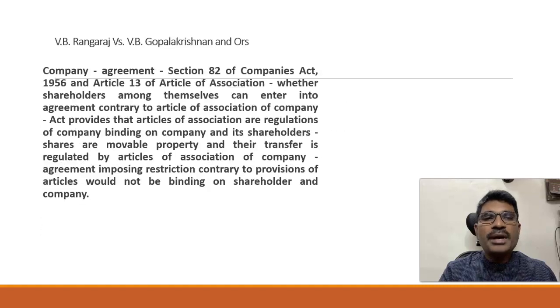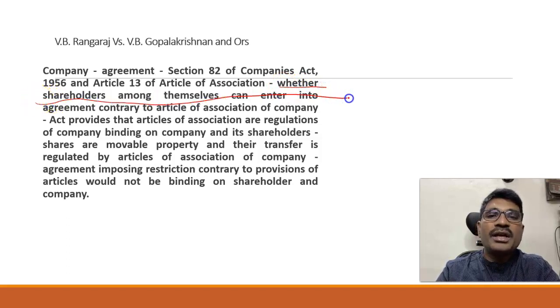Now, coming back to another landmark case. The second landmark case, V.B. Rangaraj versus V.B. Gopalakrishnan and others. In this case, Section 82 of the 1956 Act, Article 13 of the Articles of Association was questioned, whether shareholders among themselves can enter into an agreement contrary to the Articles of Association of the company.